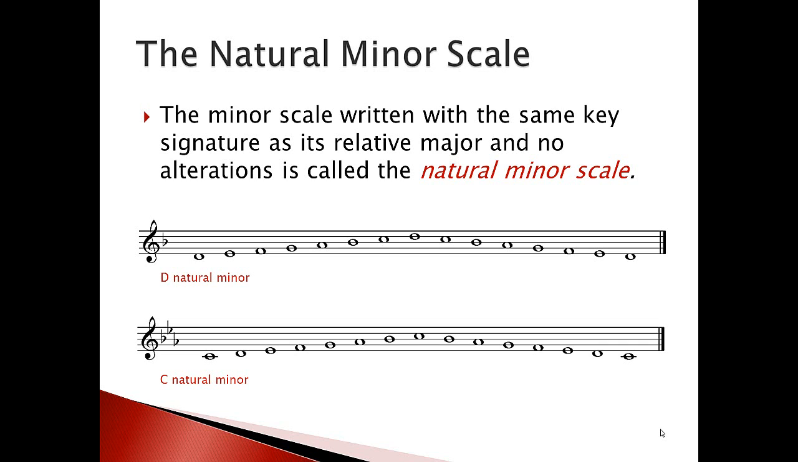We said that C natural minor, its relative major was E flat major. If you count up from E flat major 6 notes, you land on a C, and so they have the same key signature, 3 flats. Here's C natural minor.